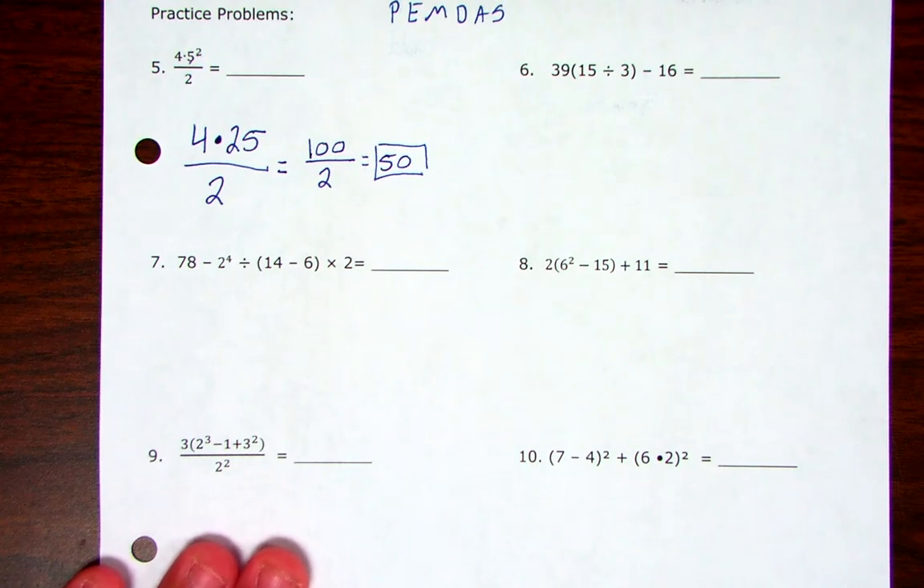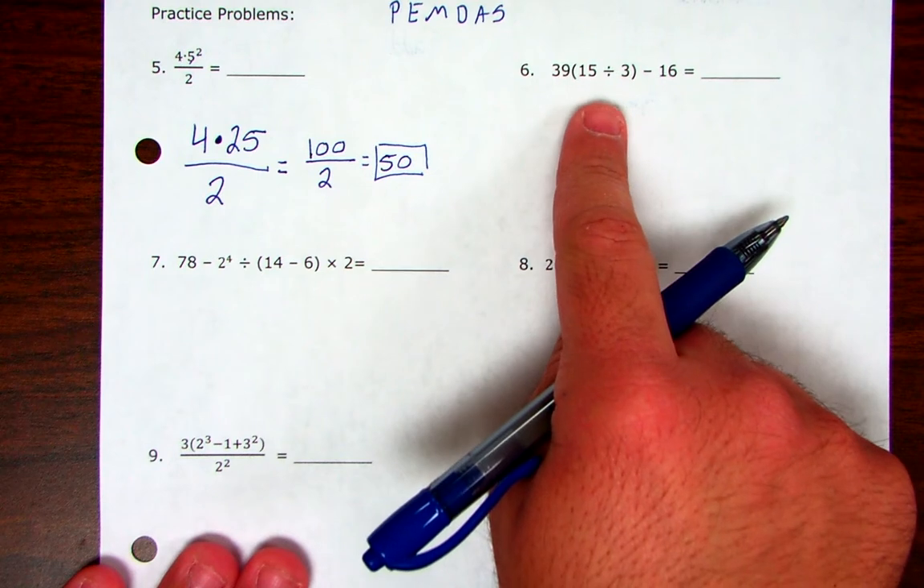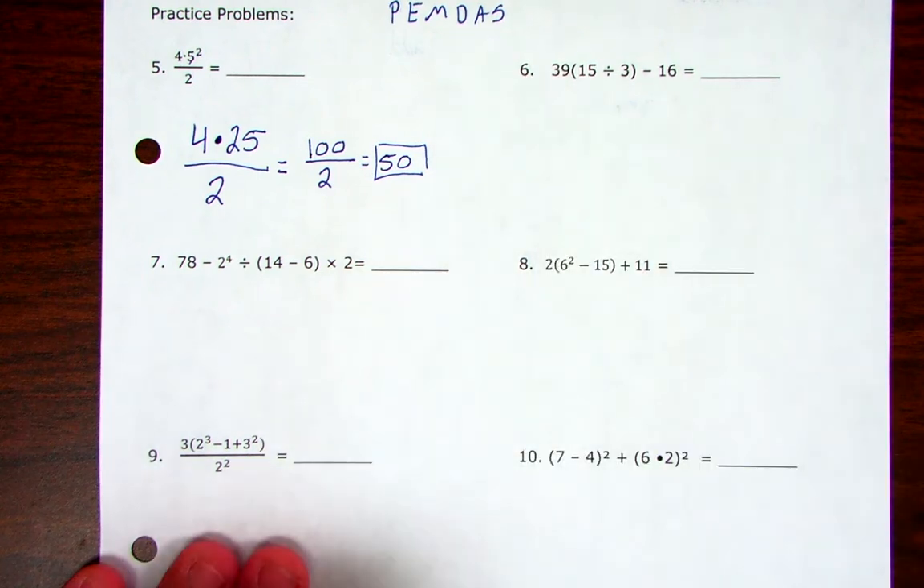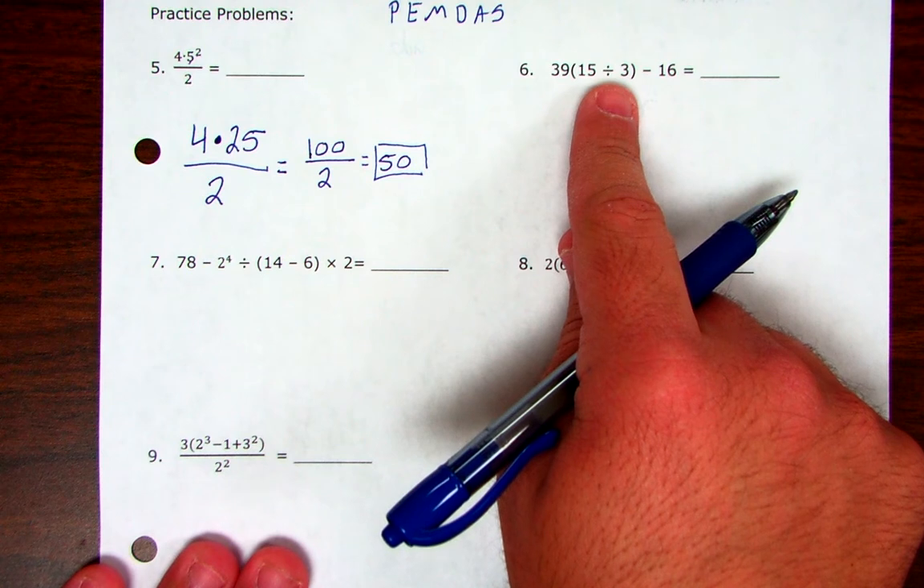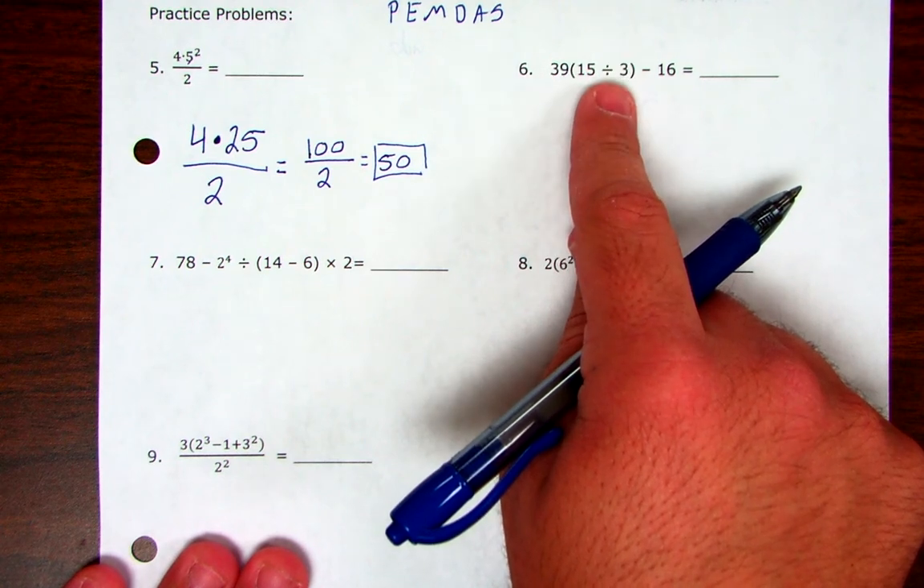Alright, let's look at number 6. Start with your P. Are there any parentheses? Well, yes, there are. They're right here. Okay. Since there are parentheses, you have to do the math that's involved inside of it.